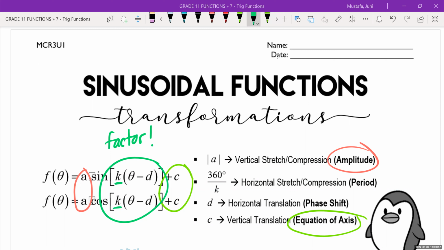And then the letter D is the phase shift. It's basically a horizontal translation to the right or to the left. And that's basically just your starting point. So we did a couple of examples.